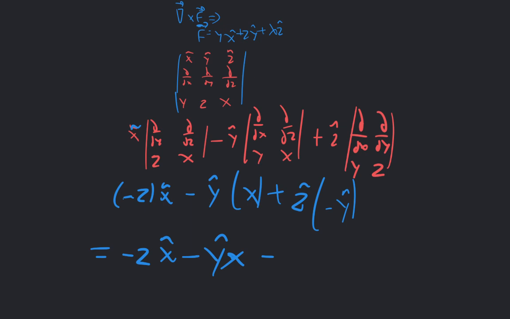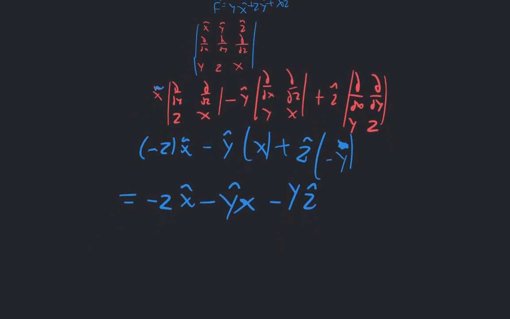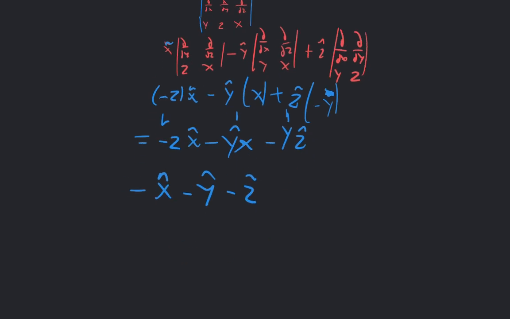minus y z unit. Sorry, no unit there. I forgot, we are taking derivatives, so it should actually just be minus x unit minus y unit minus z unit, and this gives us the vector -1, -1, -1.